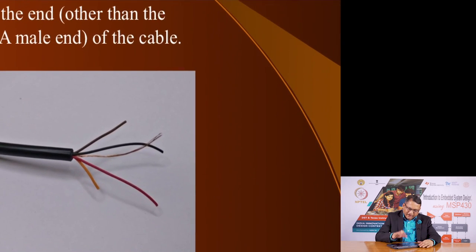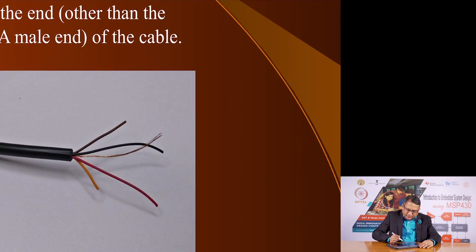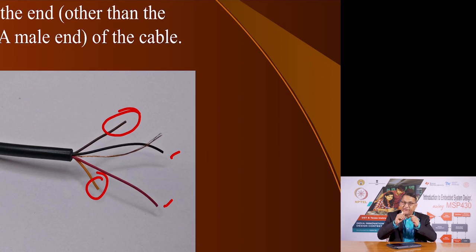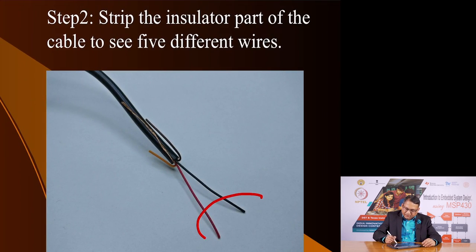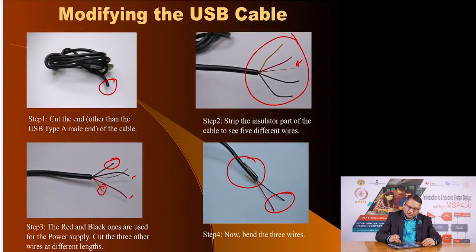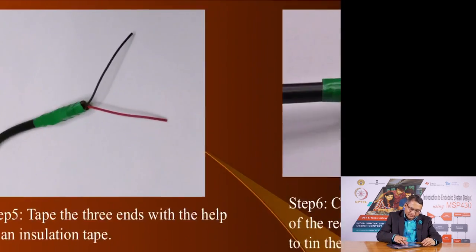Then you cut them off at different lengths. The black and red wires you keep at the maximum length, and the other 2 wires you can cut at different lengths, because you do not want to short them, as that may give false information to the device where you have connected the cable. Then, leaving the black and red wires, you bend the rest of the 3 wires and tape them off like we see here.